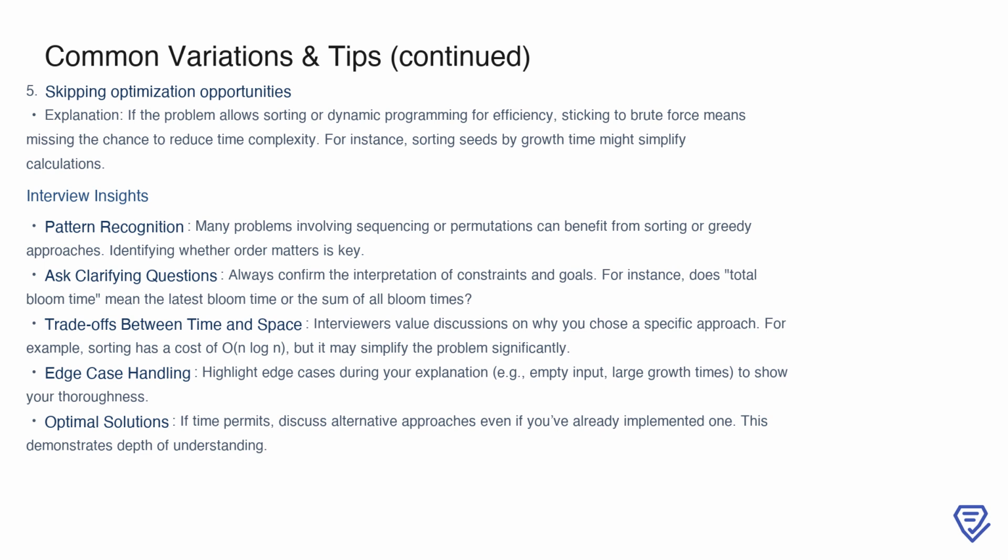For instance, does total bloom time refer to the latest bloom time among all seeds or the sum of their individual bloom times? Additionally, interviewers value discussions about trade-offs between time and space complexity. For example, while sorting has a time cost of O(n log n), it may simplify the solution significantly. Be sure to highlight edge cases, such as empty inputs or seeds with unusually large growth times, to show your thoroughness. Finally, if time allows, discussing alternative approaches even after implementing one can demonstrate a deeper understanding of the problem.